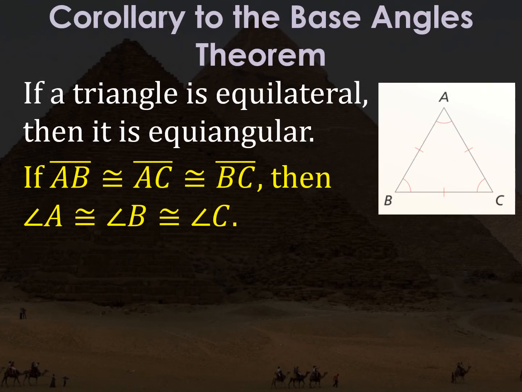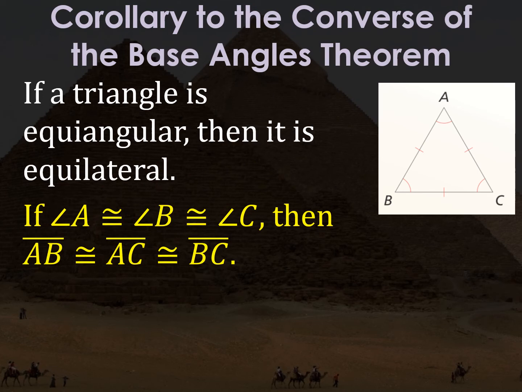The corollary of the base angles theorem says if a triangle is equilateral, then it is also equiangular. So if all three sides are congruent, then all three angles are also congruent. And this is the corollary to the converse. If a triangle is equiangular, then it is equilateral, which means if all three angles of a triangle are congruent to each other, then the three sides are also congruent to each other.